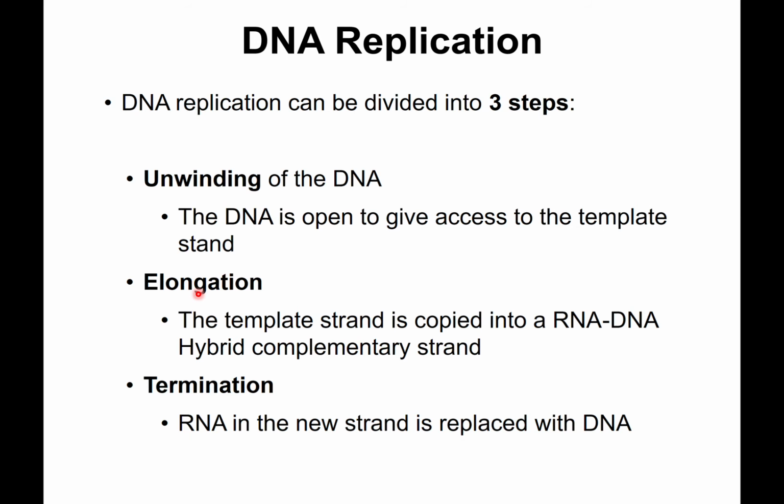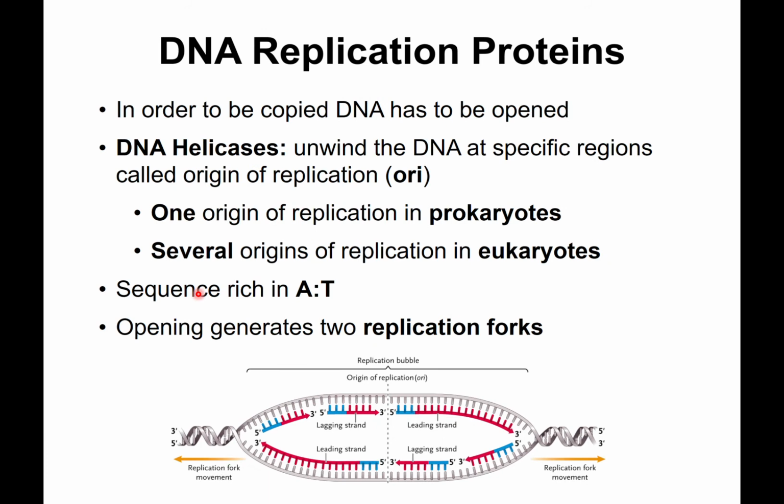And then at the end, this will lead to the formation of RNA-DNA hybrids first. The RNA has to be replaced with DNA. Everything gets joined together, and that's referred to as the termination step of replication. Let's start with the unwinding. So what happens in the first step, during unwinding?